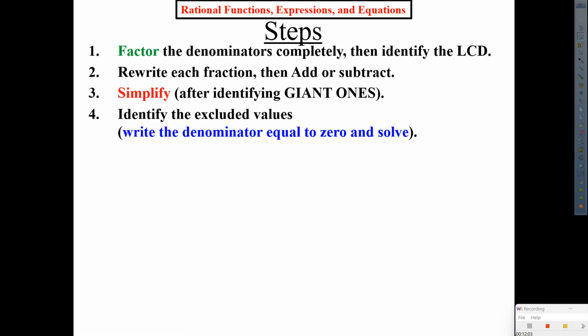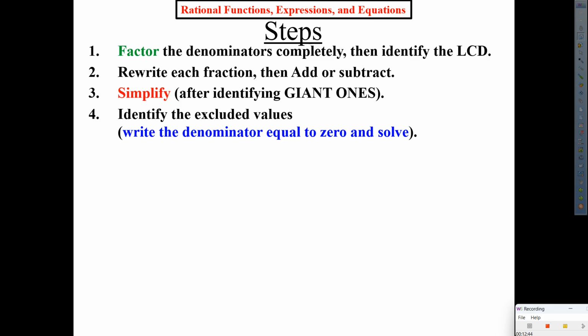However, today we're going to follow this step. Since it requires more processes, I want you to write the steps down, please, on your paper. Step 1, factor the denominators completely and identify the least common denominator, or the LCD. Step 2, rewrite each fraction and add or subtract. Step 3, simplify to lowest terms after you identify all the GCFs. And step 4, identify excluded values, which means write the denominator equal to 0 and solve. So copy those steps. I'll give you some time, and that's exactly the process that we're going to use for today. So, once again, step 1, factor the denominators completely and identify the common denominator. Step 2, rewrite each fraction and then add or subtract. Step 3, simplify. And step 4, identify excluded values.